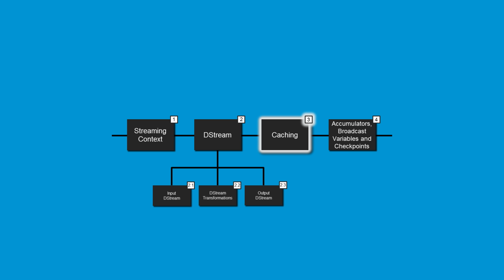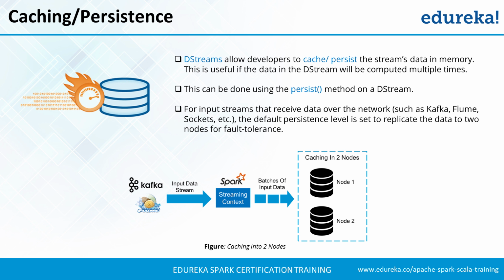Now, let's understand caching and persistence. DStream also allows developers to cache or persist the stream's data in memory. It means you can keep your data in memory for a longer time. Even after your action is complete, it is not going to delete it, so you can use it as many times as you want. You can simply use the persist method to do that.